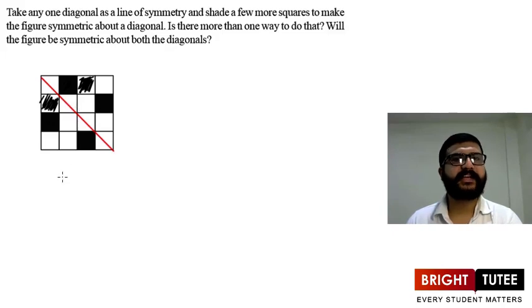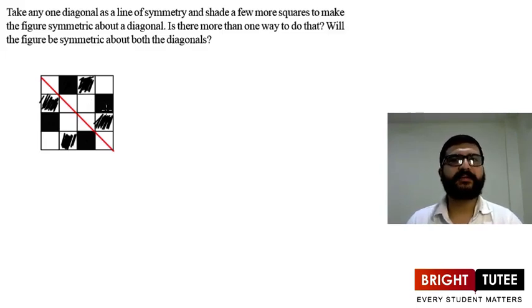Now do we have to shade any other square also? Yes, we have to shade two more squares because here one shaded is this one. So we have to shade this one also. Now here we have to shade this one also to make this figure symmetric about the diagonal. Now this figure is symmetric around the diagonal, because if you fold this figure about this diagonal, all the shaded squares will coincide with each other and all the unshaded squares are also going to coincide with each other.